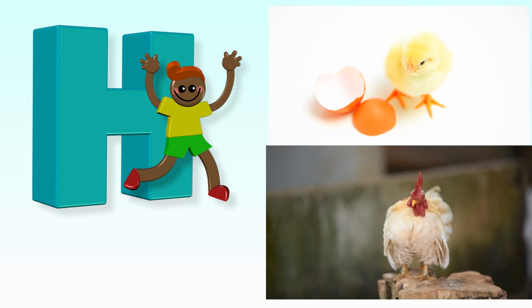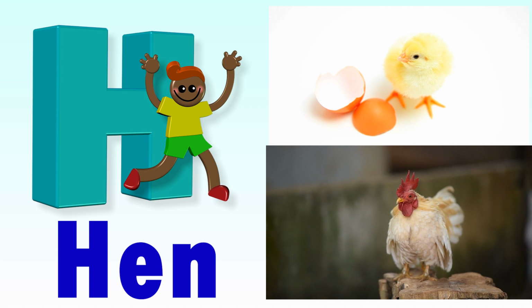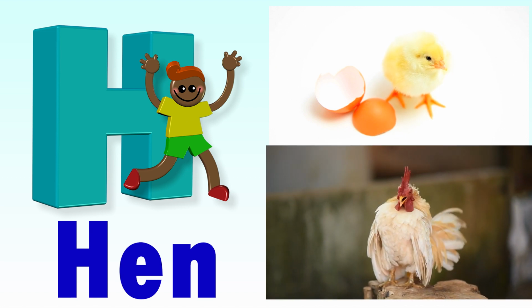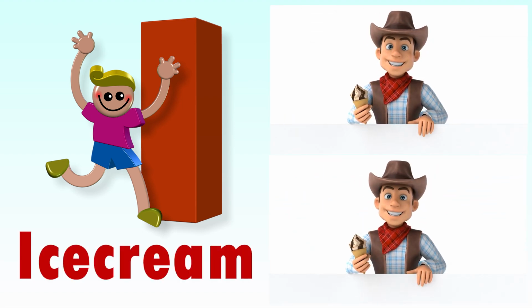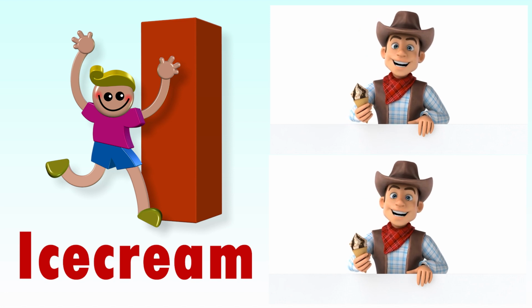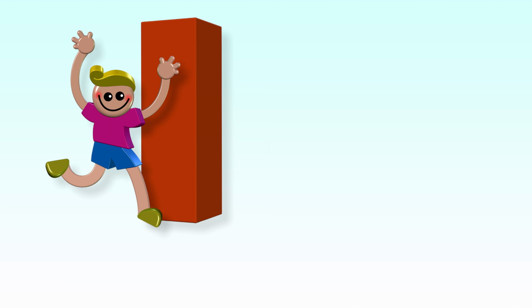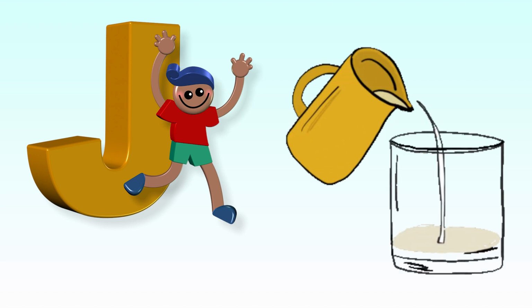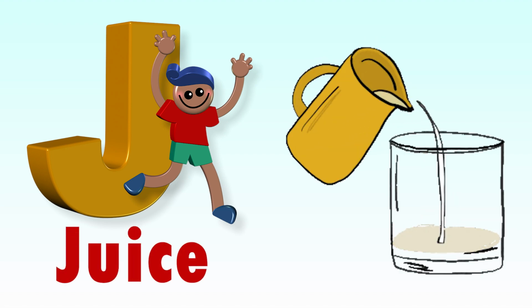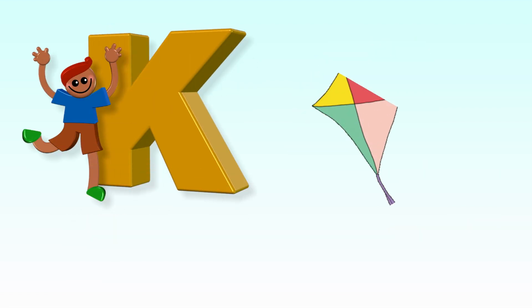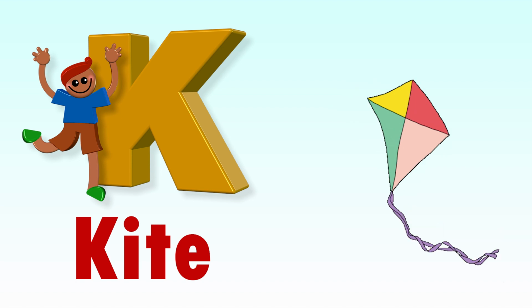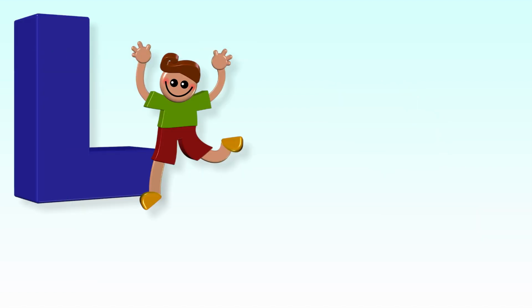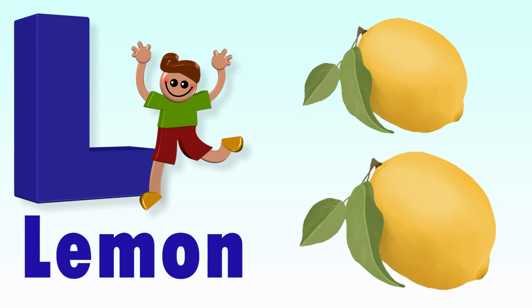H for hen. I for ice cream. J for juice. K for kite. L for lemon.